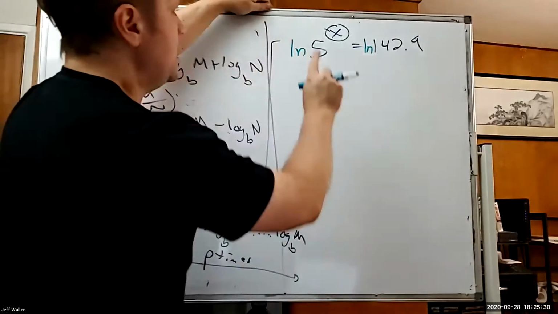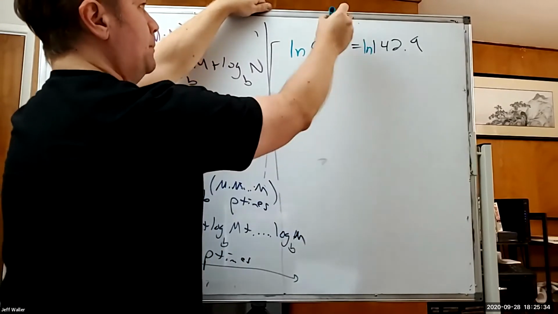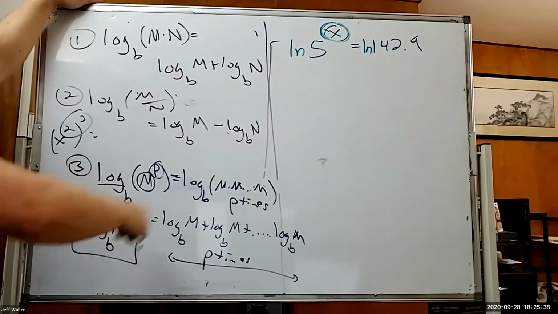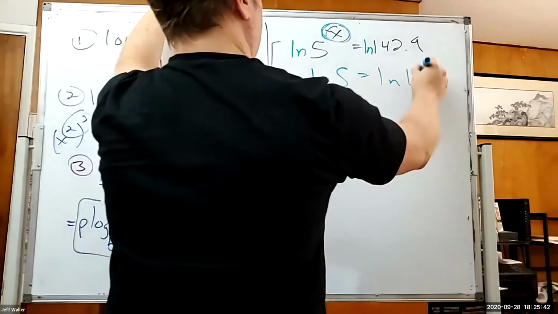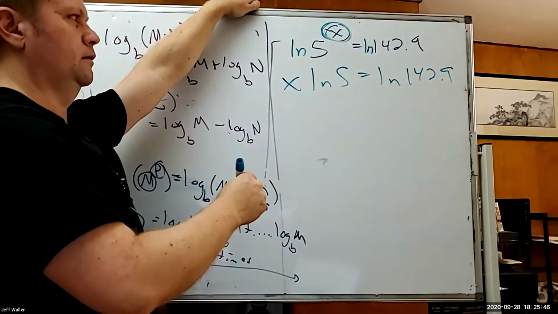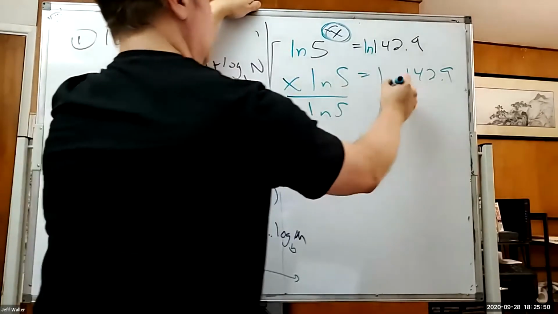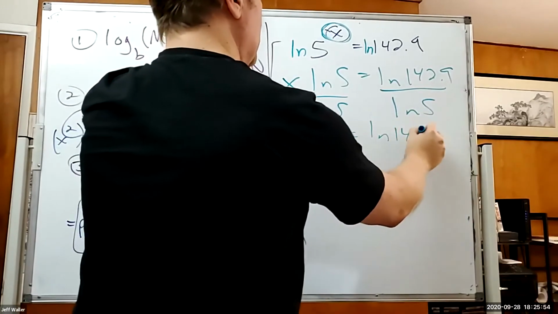I am taking the natural log of both sides. Why do I do that? Because now what can I do with this? Bring it down. And then what do I do to get x by itself? Divide by the ln. This is x times this, and I don't want that. And this is the exact answer right there.